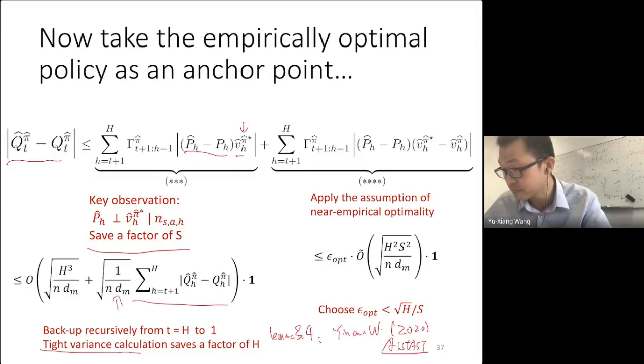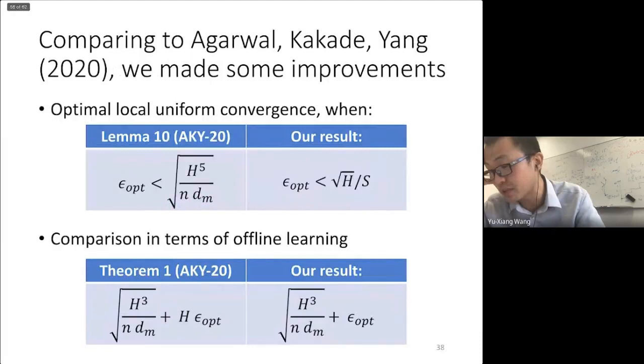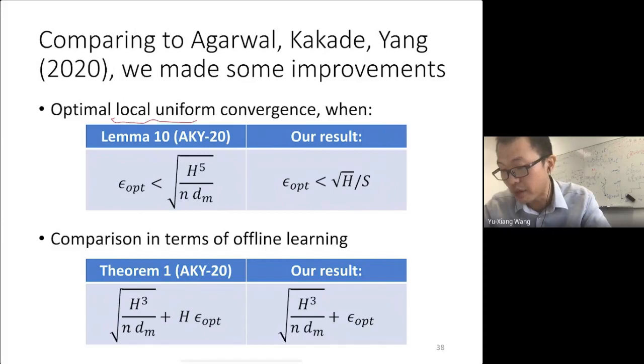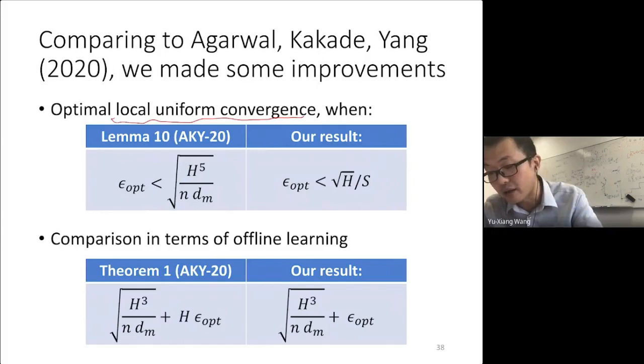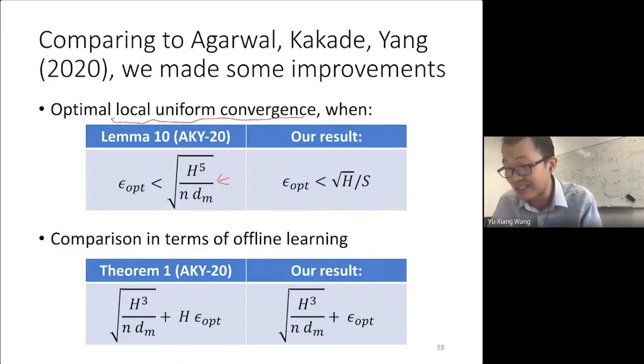Okay, so finally, I wanted to note that we made some improvement in terms of the parameters compared to the AKY work in the setting of local uniform convergence, in terms of dependence on epsilon opt. When we compare the local uniform convergence, the corresponding lemma is AKY lemma 10. They require the planning algorithm and the search algorithm to obtain an optimal policy that is extremely close to the empirically optimal policy with this quantity. Whereas we have shown that within a much, much larger window, at least in the cases when S is not that large, you can end up getting the same optimal rate for the uniform convergence.